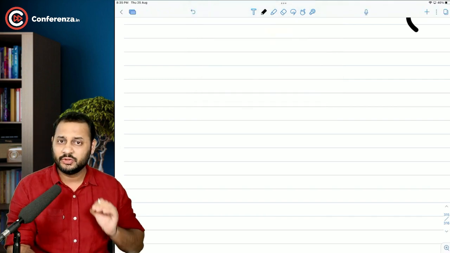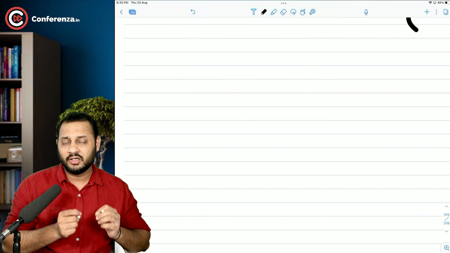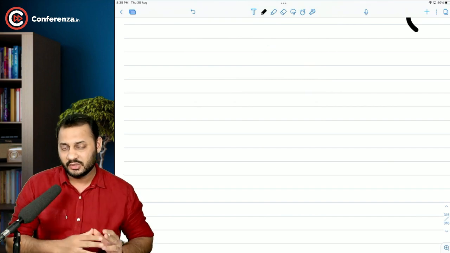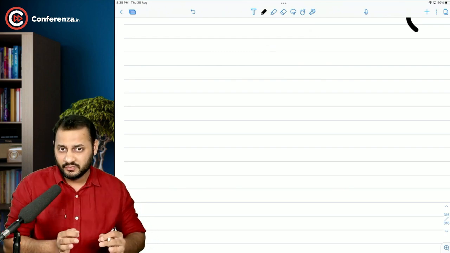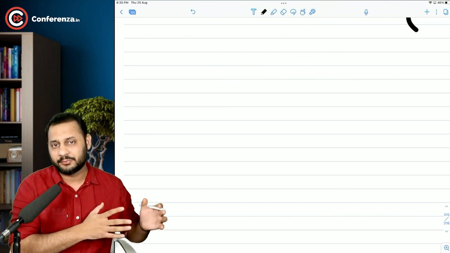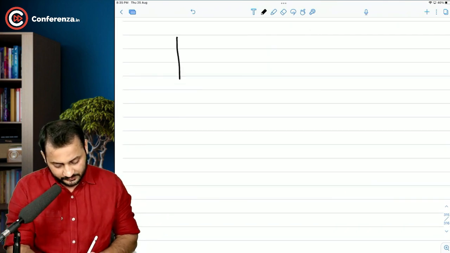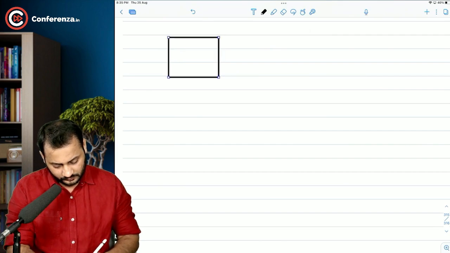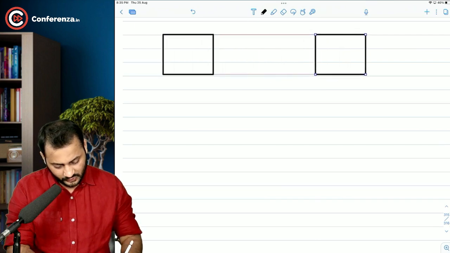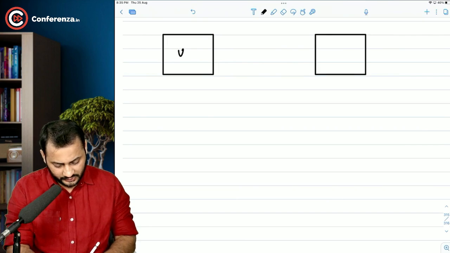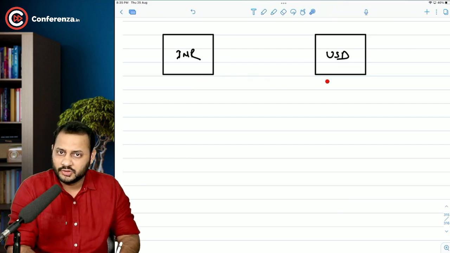It's pretty easy to understand the concept but difficult to retain the steps in mind. So if you focus more on the concept, on what exactly the objective is, it will be very easy to follow the steps. So let's say these are the two countries. Now the very first thing to understand, this is INR, this is US dollar. So this is India, this is USA.